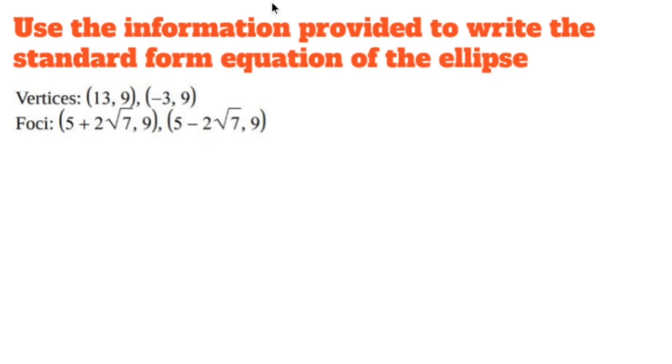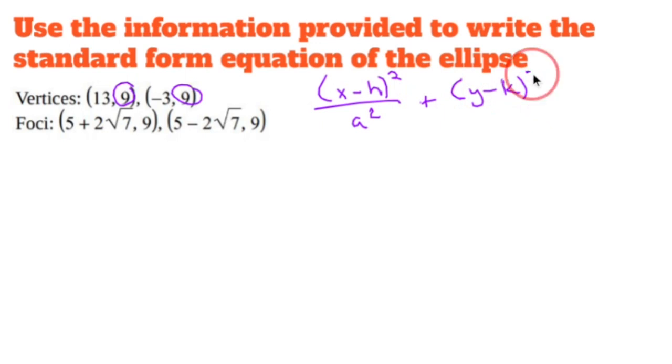Use the information provided to write the standard form equation of an ellipse where I have two vertices and two foci. This is what I notice. In my vertices, the y values don't change, which means I have a horizontal major axis, which has an equation that looks like this. These are the ones that are wider than they are taller. Okay, so I'm going to write that out. (x minus h) squared over a squared plus (y minus k) squared over b squared equals 1.